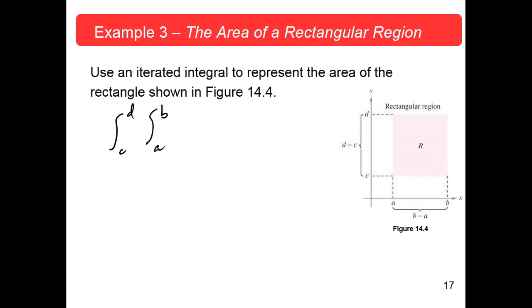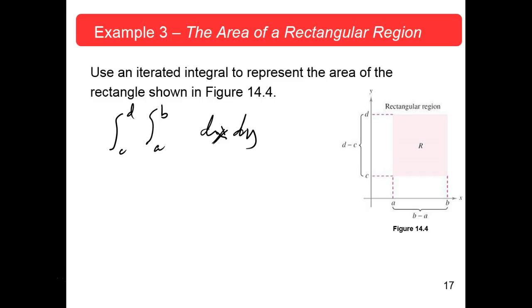Yeah, exactly. So what do I put? I will have a dy in there. Tell me where to put it. First or second? No, the second, the outer one, because C to D is going on y. So that's your dy. That would mean that A to B is going over dx. And that's it. That is your iterated integral to represent that. Okay?